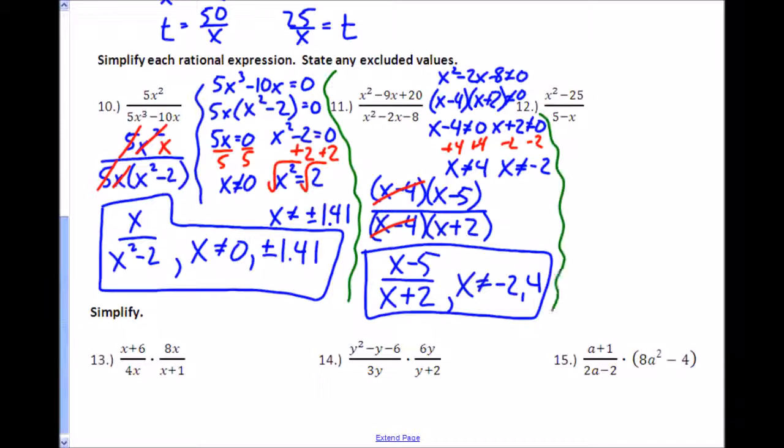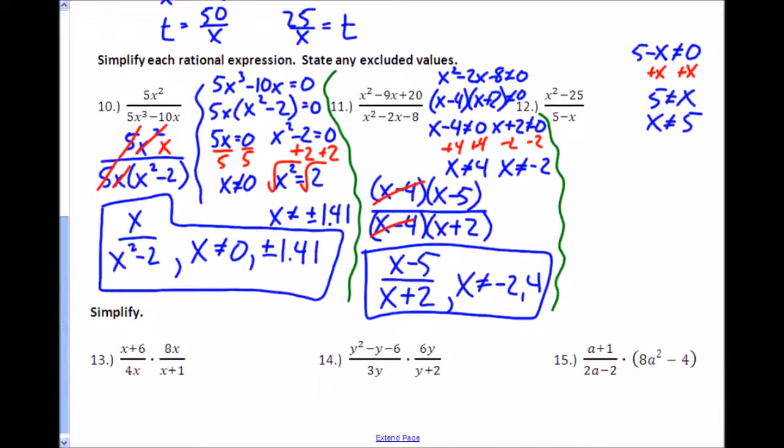Number 20, again, is very similar to this. Let me section that off. The first thing I do is I set the denominator equal to 0. So 5 minus x cannot equal 0. And I solve this for x. The easiest way to solve this one for x is just to add the x to each side. And so I have 5 cannot equal x, or rather x cannot equal 5. That's my only restriction. And now I'm just going to simplify this by factoring.